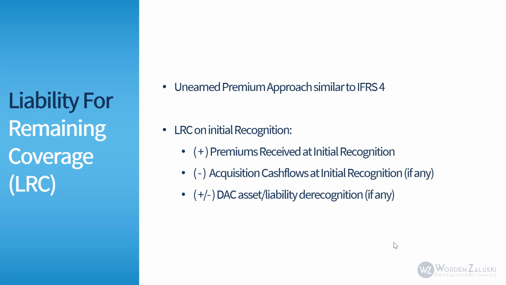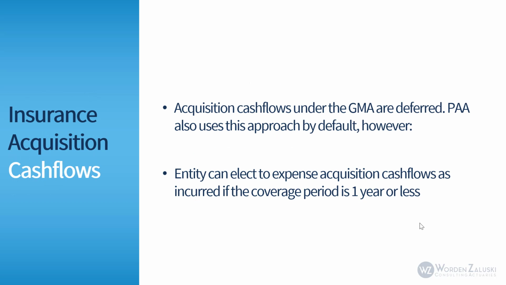So the liability for remaining coverage is very similar to the IFRS 4 unearned premium approach. The LRC on initial recognition is equal to any premiums received at initial recognition minus any acquisition cash flows at initial recognition if there are any, plus or minus any derecognition of any DAC asset or DAC liability, where DAC is deferred acquisition costs. For insurance acquisition costs, those cash flows under the GMA are deferred and included in the liability cash flows. Under the PAA, you can also use this approach by default. However, an entity can also elect to expense acquisition cash flows as incurred if your coverage period is 1 year or less. And this would simplify your accounting procedures because you no longer have to calculate a DAC asset for those insurance acquisition cash flows.